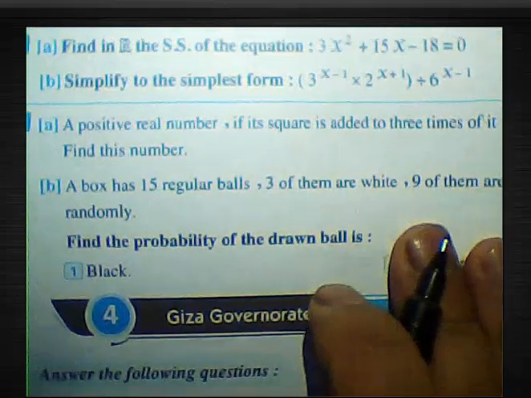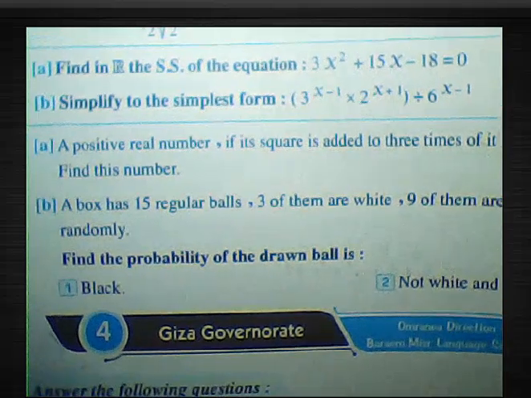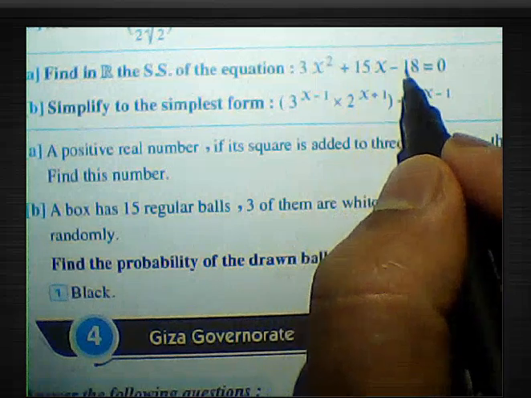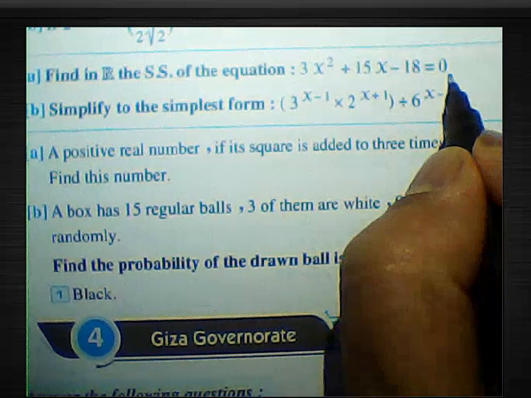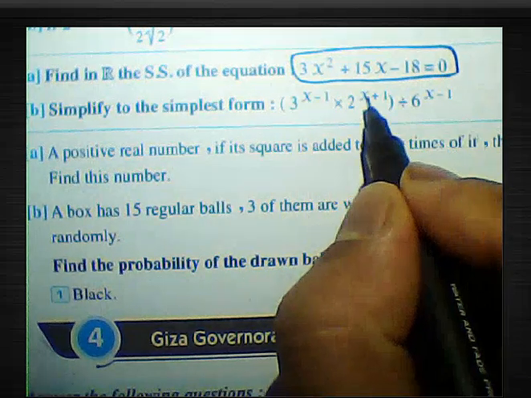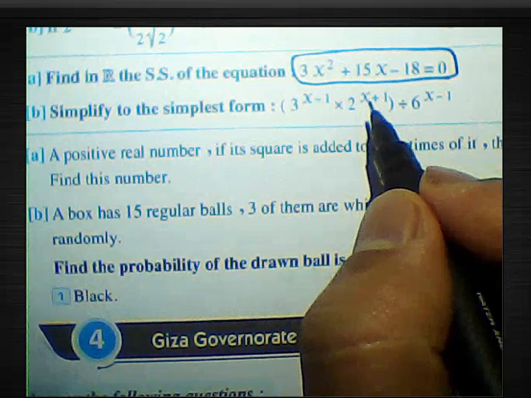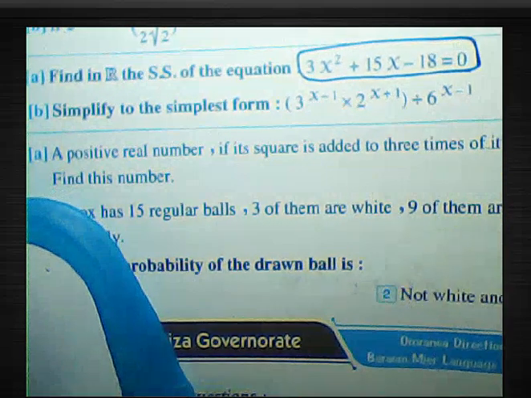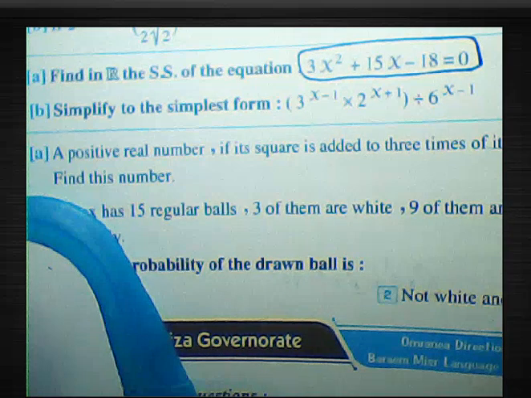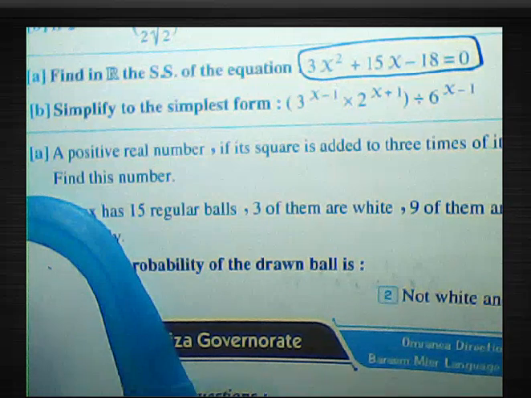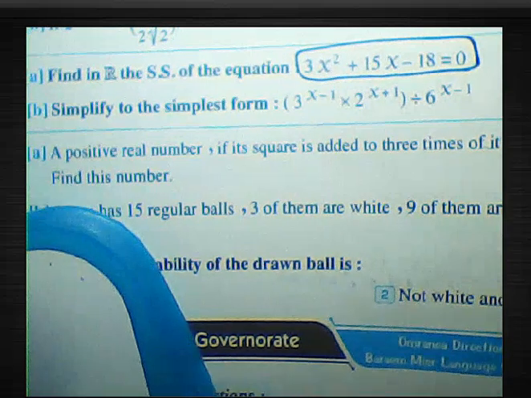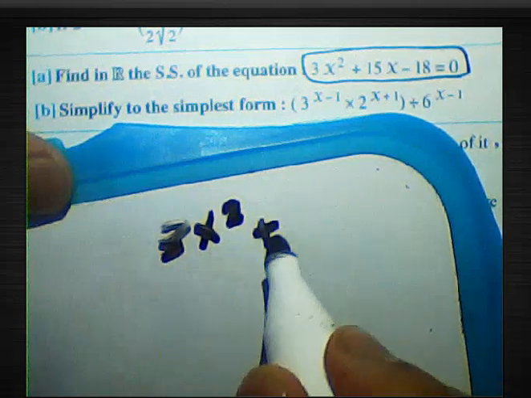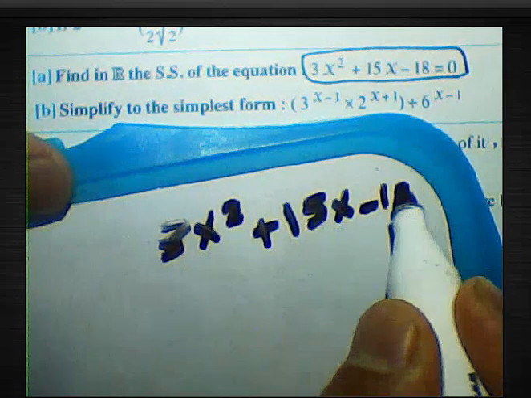Question number 4. Find the solution set of the equation 3x power 2 plus 15x minus 18 equals 0. We can divide it by 3 first because all terms can be divided by 3, and then we can complete the steps to find the result. Understood? Write with me here: 3x power 2 plus 15x minus 18 equals 0.